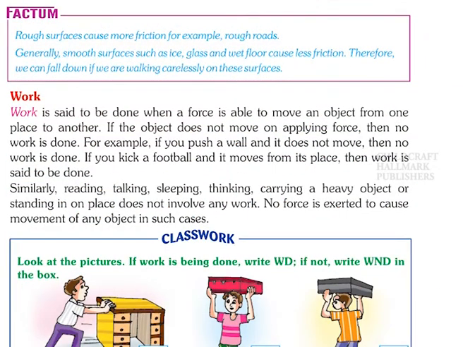Work. Work is said to be done when a force is able to move an object from one place to another. If the object does not move on applying force, then no work is done. For example, if you push a wall and it does not move, then no work is done. If you kick a football and it moves from its place, then work is said to be done. Similarly, reading, talking, sleeping, thinking, carrying a heavy object, or standing in one place does not involve any work. No force is exerted to cause movement of any object in such cases.